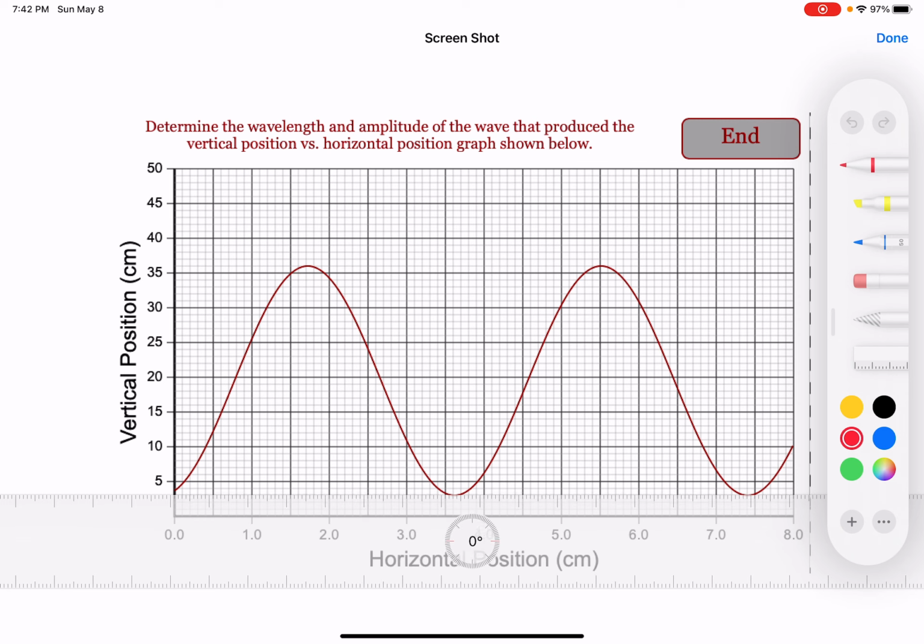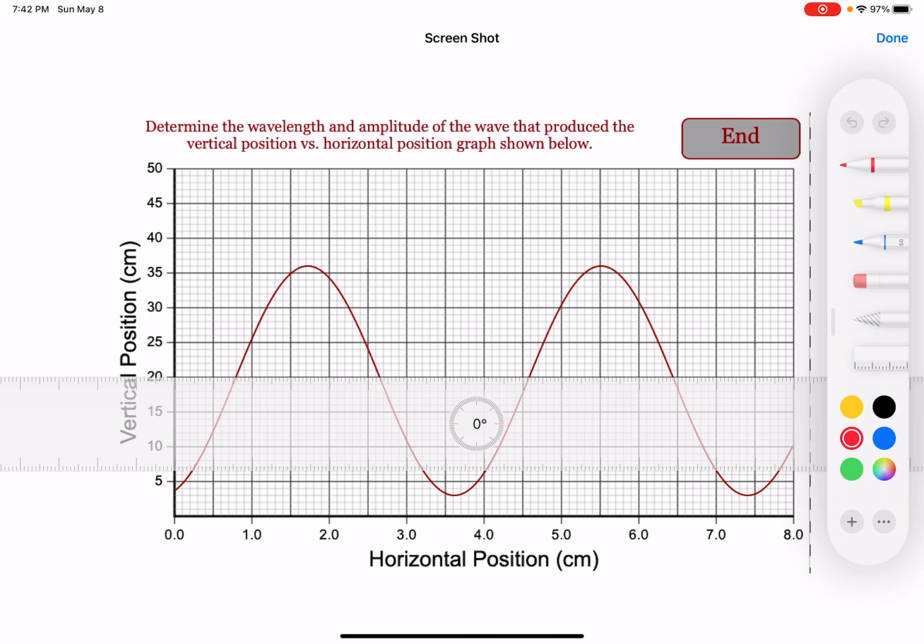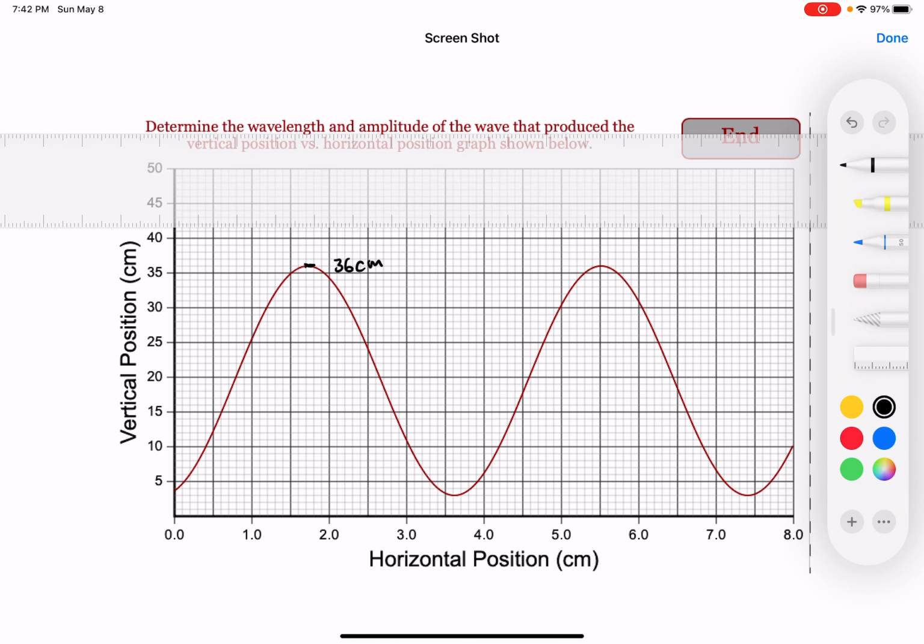So get your lowest point and your highest point, and then try and get somewhere right in the middle as best you can. If you're not quite sure where that middle is going to be, instead of eyeballing it, you can look at where your highest point is, 36 centimeters. You could look at where your lowest point is, and that would be 4 centimeters.